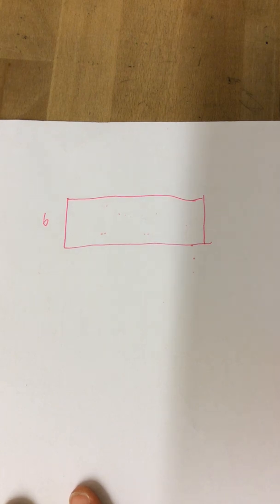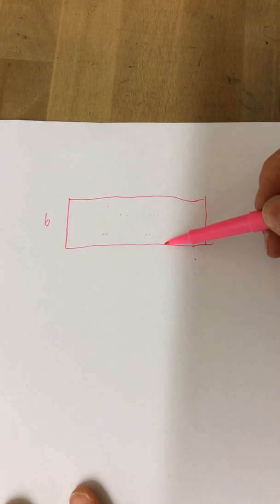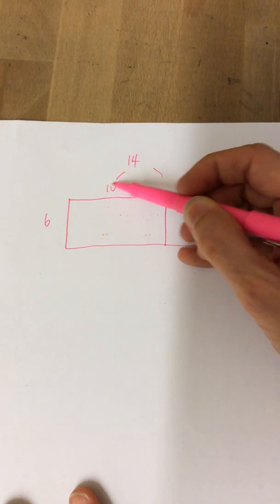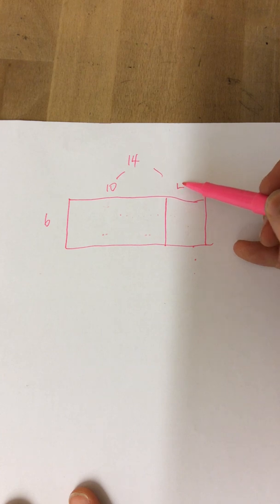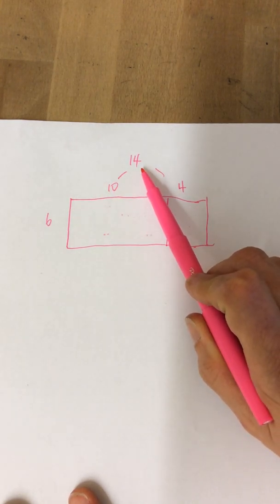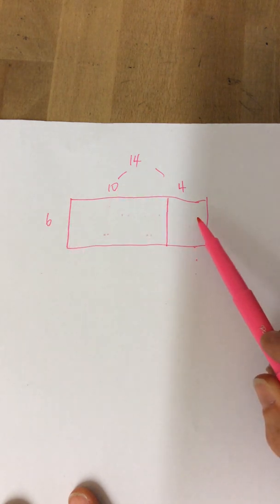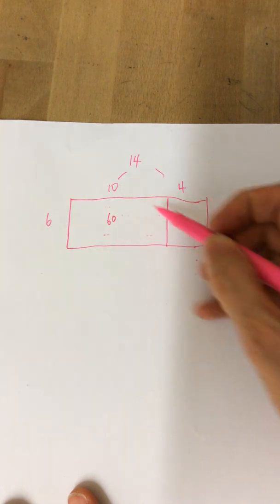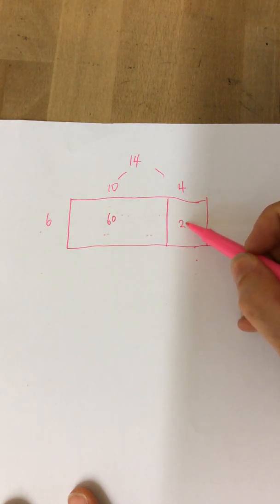I could think about it like a carpet, or I could think about it like some other concrete thing. And again, I'm going to take this 14 and split it into 10 columns and 4 columns. Why? Because nobody expects anybody to know their 14 times tables, but we do know our 10 times tables and our 4 times tables. 6 times 10 is 60 again. 6 times 4 is 24.